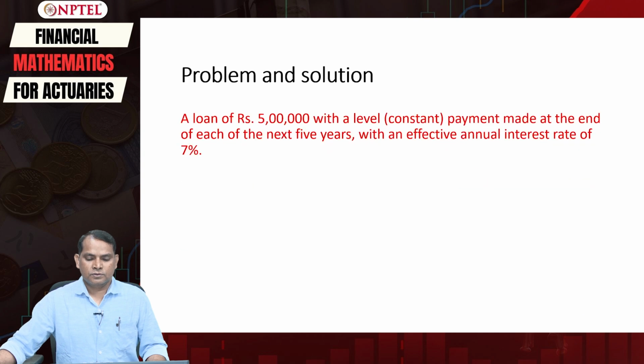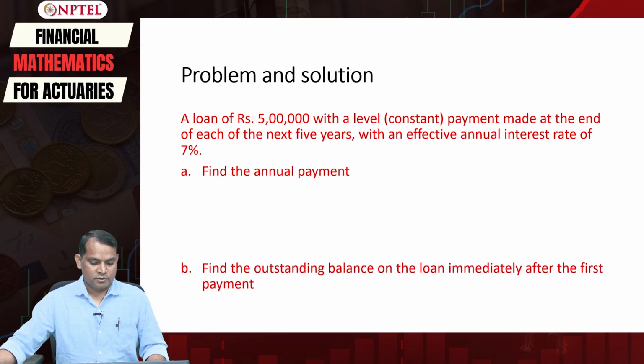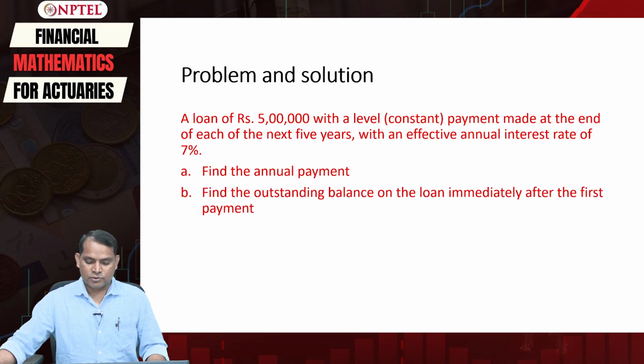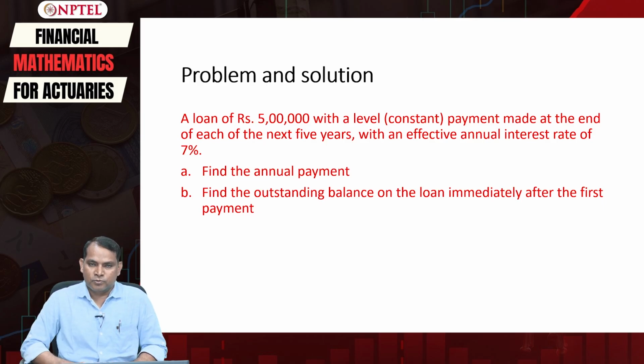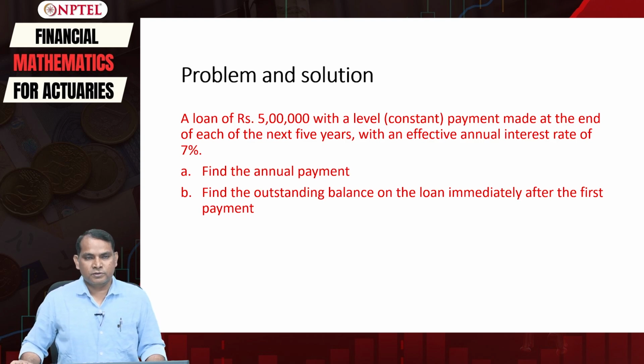Okay, so let us see this problem. This problem says a loan of 5 lakh rupees with a level payment made at the end of each of the next 5 years with an effective annual interest rate of 7%. Now we need to compute the annual payment and also the outstanding balance on the loan immediately after the first payment. So we can use the formula that we have learned in the prospective method to proceed.